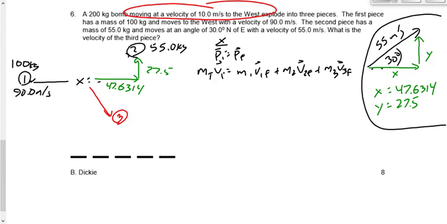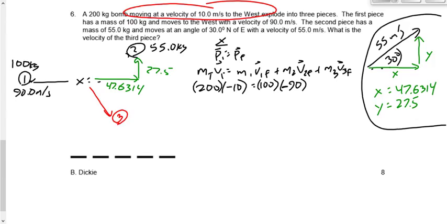The total mass here is, what is it? 200, yeah. 200 times, we're going to say negative 10, moving to the left. M1 is 100 times 90, is that right? Negative 90, good.